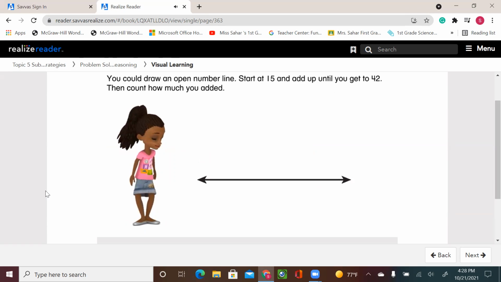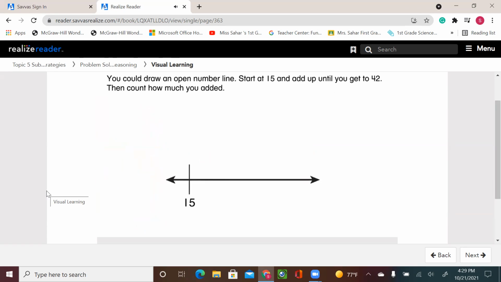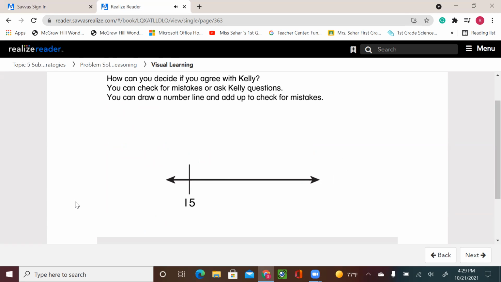You could draw an open number line. Start at 15 and add up until you get to 42. Then count how much you added. How can you decide if you agree with Kelly? You can check for mistakes or ask Kelly questions. You can draw a number line and add up to check for mistakes.